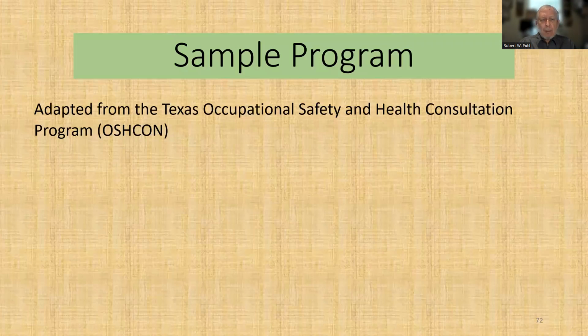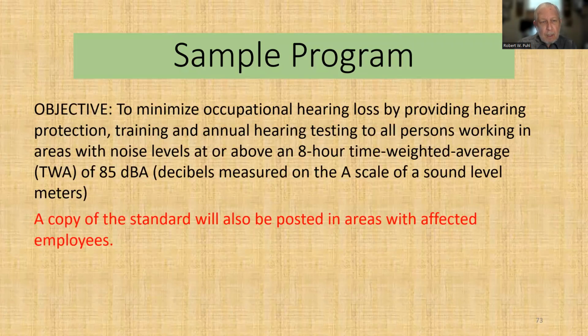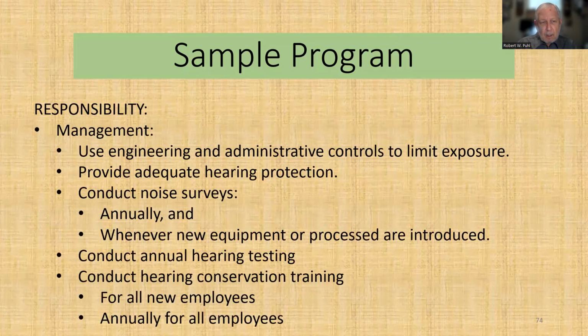So this is a sample program adopted from the Texas Occupational Safety and Health Consultation Program. OSHCON, okay. The objective is to minimize occupational hearing loss by providing hearing protection, training, and annual hearing testing to all persons working in areas with a noise level at or above an 8-hour time-weighted average of 85 decibels measured on the A scale of a sound level meter. Okay. A copy of the standard will also be posted in areas with affected employees.